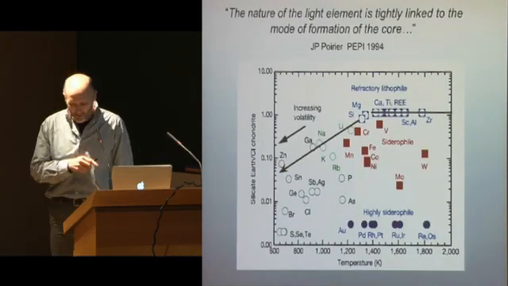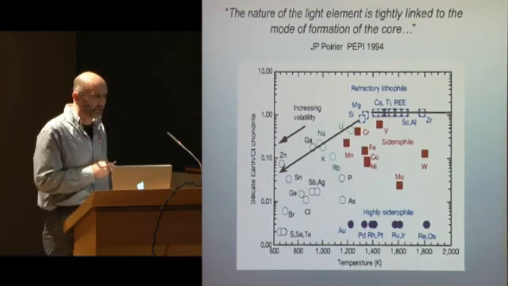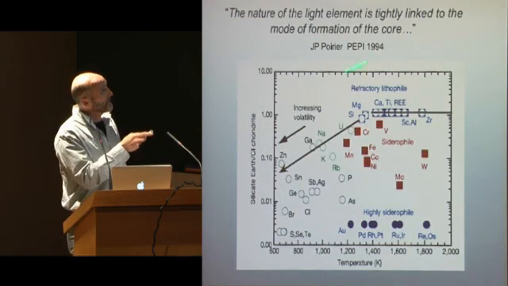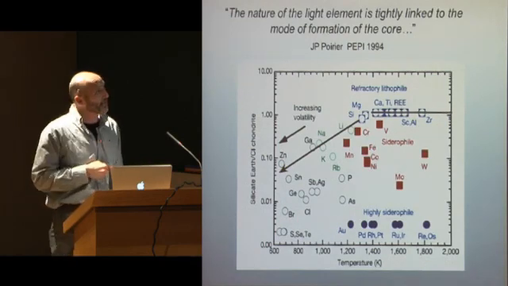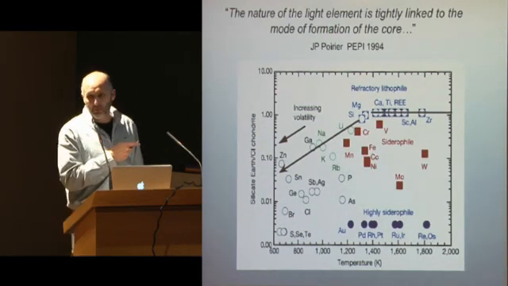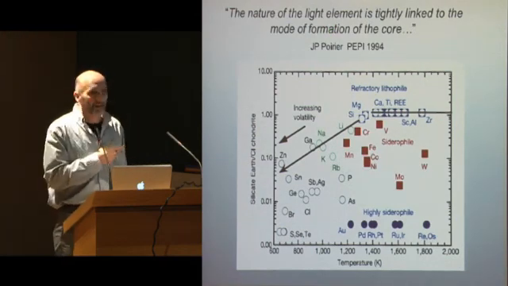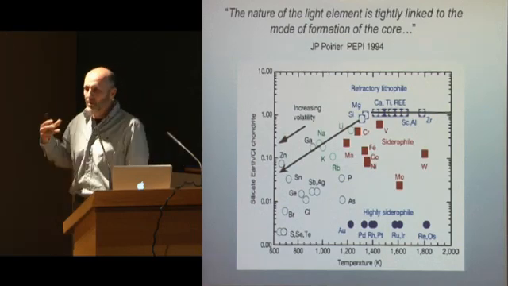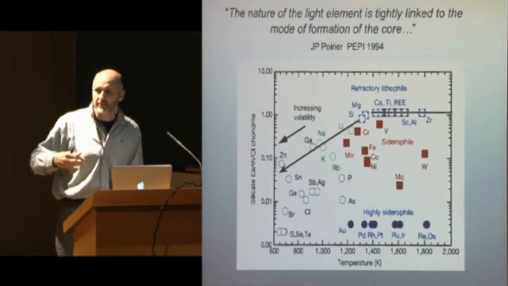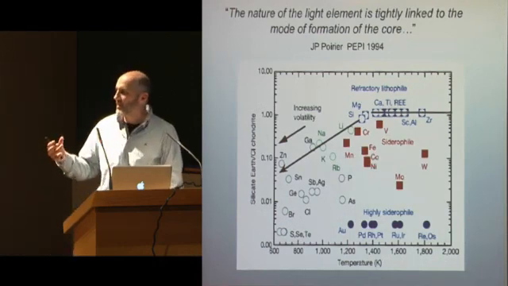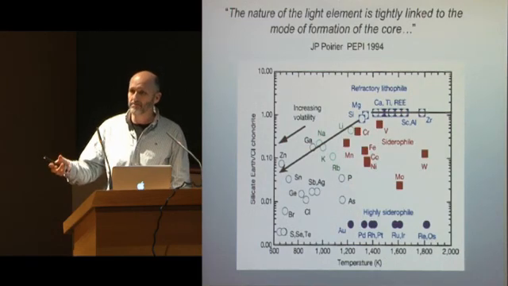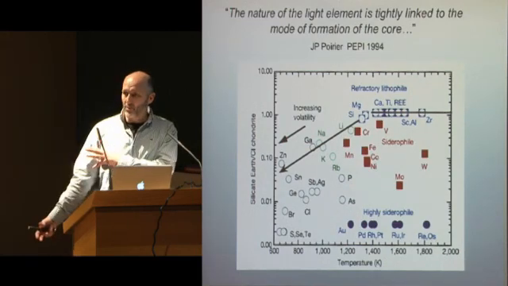Okay, so I'm going to finish with another way to approach that, and that's with siderophile elements. We've heard something about that already. Again, another very prescient statement from the Poirier paper. The nature of the light element is tightly linked to the mode of formation of the core. Okay, and that's because the light elements that went into the core clearly would have done so on the basis of their solubilities at the pressures and temperatures at which the core-forming liquids equilibrated with the mantle. Okay, not at the core conditions now.